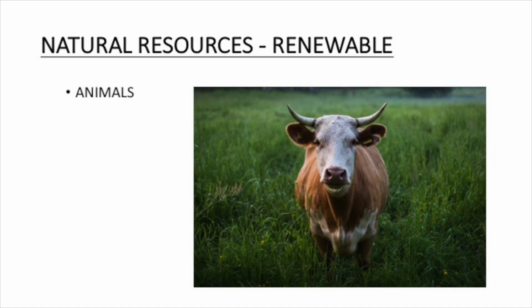Animals. Are animals renewable? Yes. Yes, because similar to people, animals have children too. Sometimes you see baby cows, baby cats, baby dogs. Yes, baby everything. And this is what we call renewable. Because one day, like people, animals will die. But then, new animals are born in their place. And this is renewable natural resources. Yes.